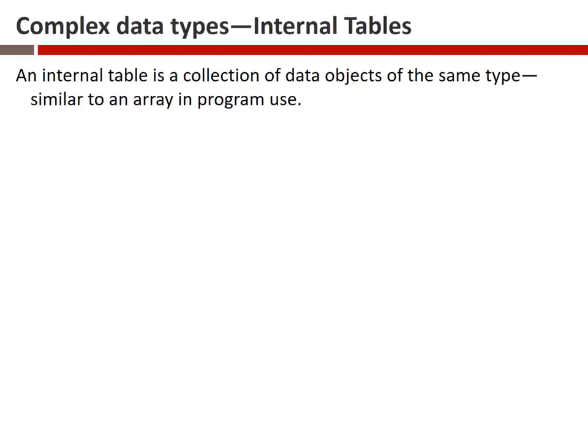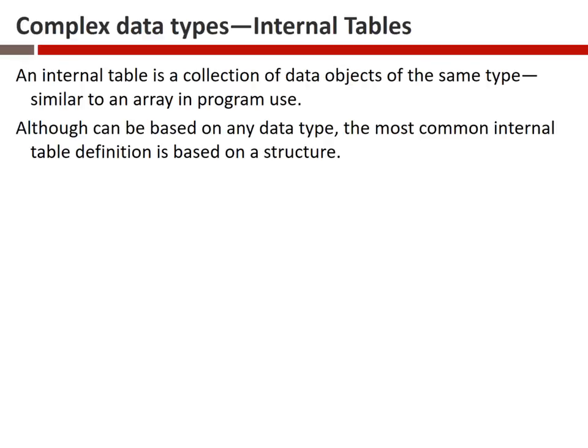So technically speaking, an internal table could be a table of ints, which would very much be similar to an array of ints in another programming language. We could have an internal table of floating point numbers, or an internal table of strings, which would be logically and functionally the same as arrays in other programming languages. But although we can do that, the most common internal tables we will create are based on structures. And I think you will see very quickly here why that is the case.